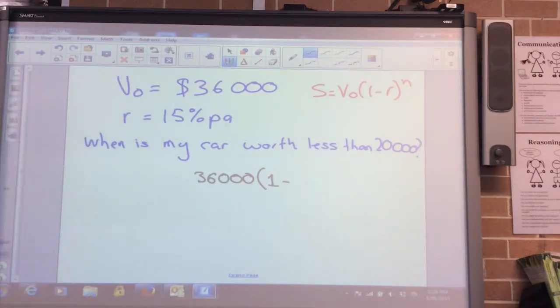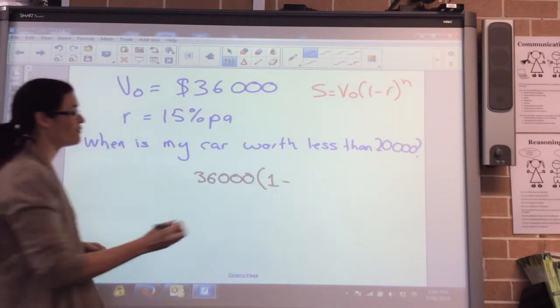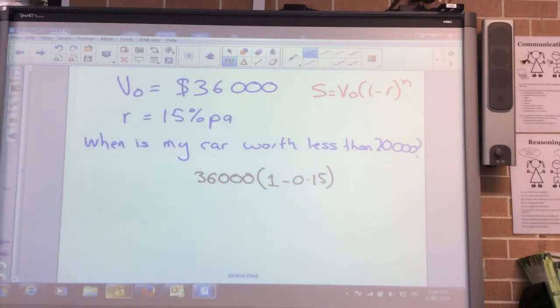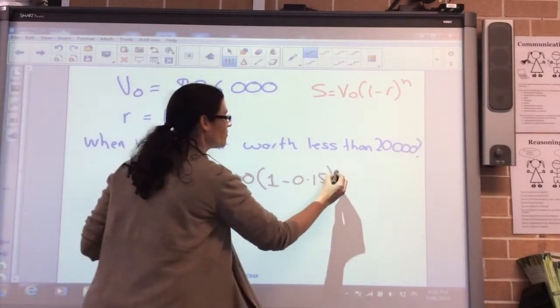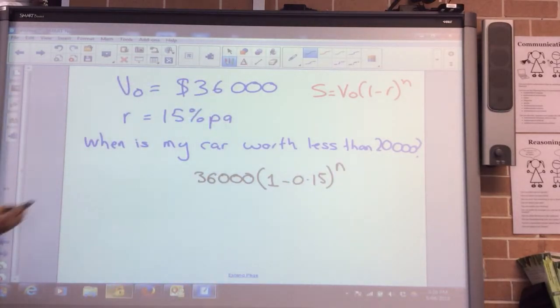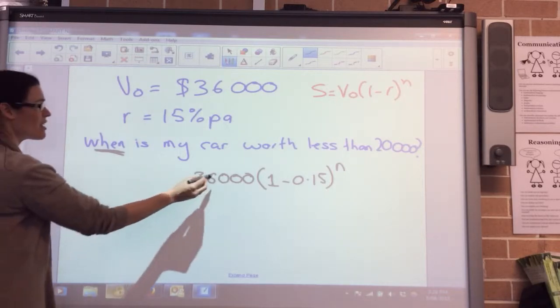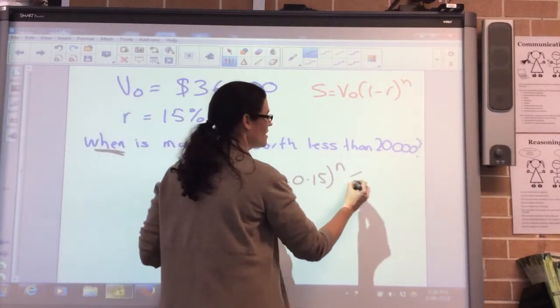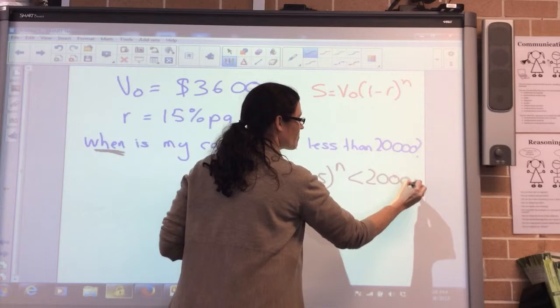I know my interest rate is 15%, so I'm going to put 0.15. And I have no idea what N is, so I'm going to leave that as an unknown, because the question is asking when. I don't know when it is. But the value I'm interested in is, I want this value to be less than $20,000. I don't know what it actually equals, but I want it to be less than $20,000.